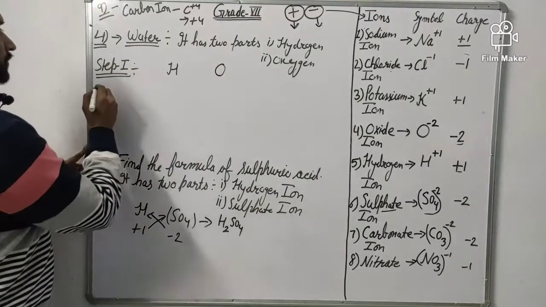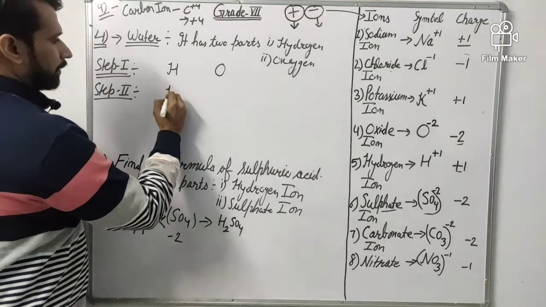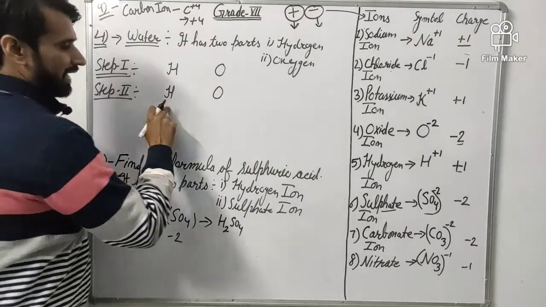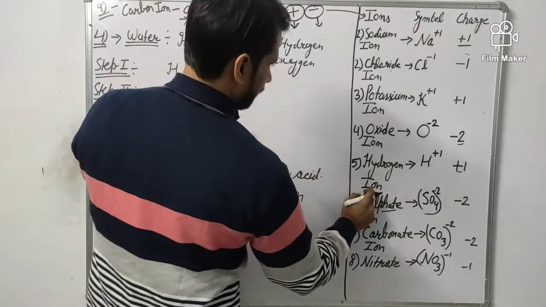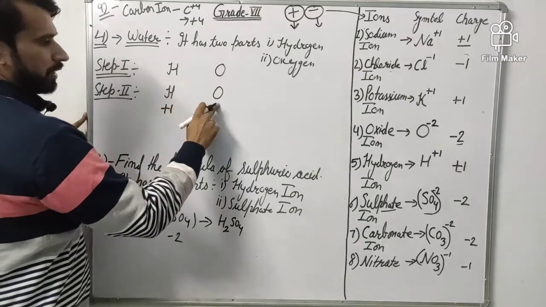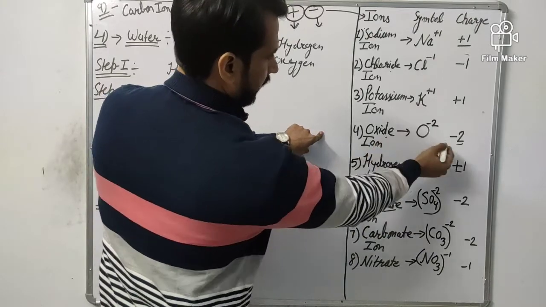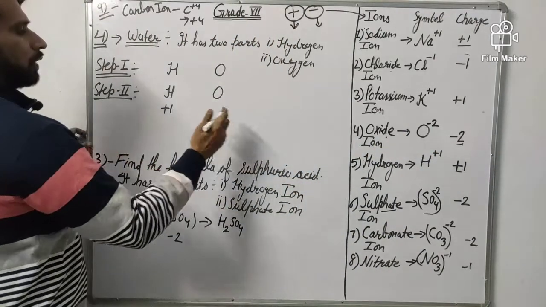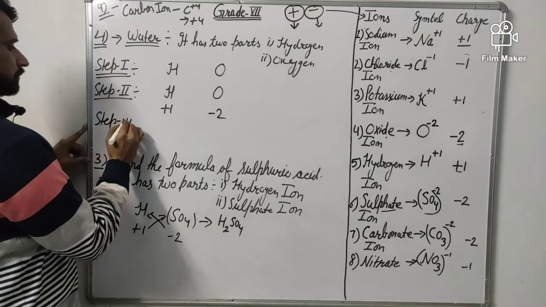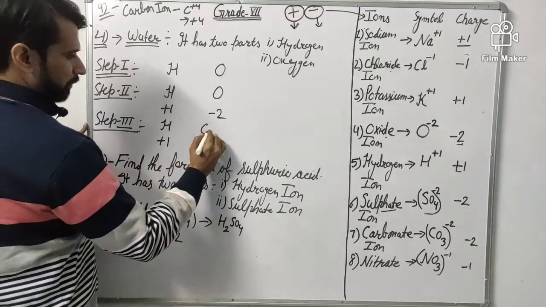Now step number 2. Again I write the symbols. In step number 2 you have to write the charges. H, when it comes in its ionic form, has +1 charge. So below H I'll write +1. Second is O. When oxygen is in its ionic form, it is oxide, and it carries -2 charge. So below O I'll write -2. Now follow step number 3. Again I'll write here H +1 and below oxygen -2.